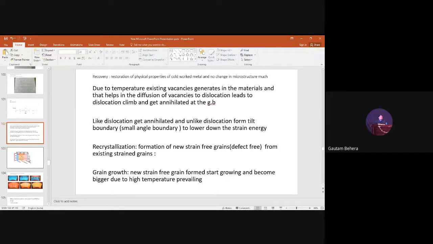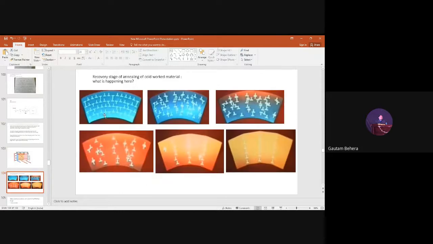I'll show you some very good images. Just look, suppose this is a heavily cold worked metal. We will discuss here quickly. What can you see in a heavily cold worked metal? A lot of edge dislocations. A lot of edge dislocations are present. Do all have the same sign or different signs? Different signs. Okay, fine.